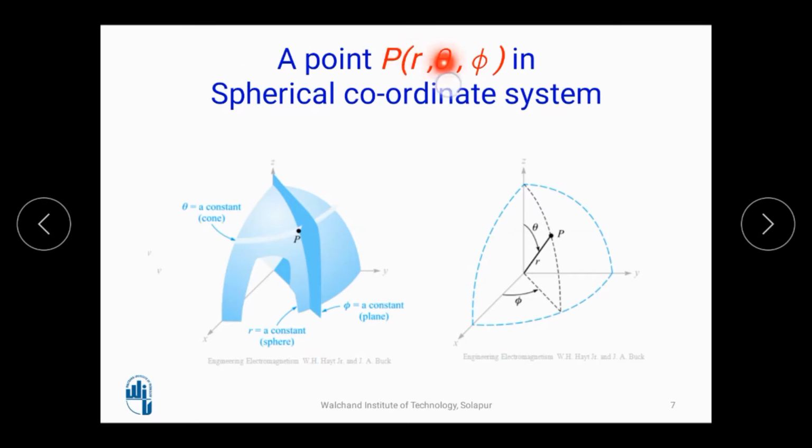How to locate a point P, r, theta, phi in spherical coordinate system? For that, first find the sphere having the radius r, then the plane making an angle phi, and then theta where I want that point P, so that it's making an angle theta. So I can locate the point P in spherical coordinate system. Here a simplified diagram of the same is shown. A small section of a sphere. There is a point P on the sphere having radius r, making an angle theta with respect to z axis, making an angle phi with respect to x axis. This is my point P, r, theta, phi.